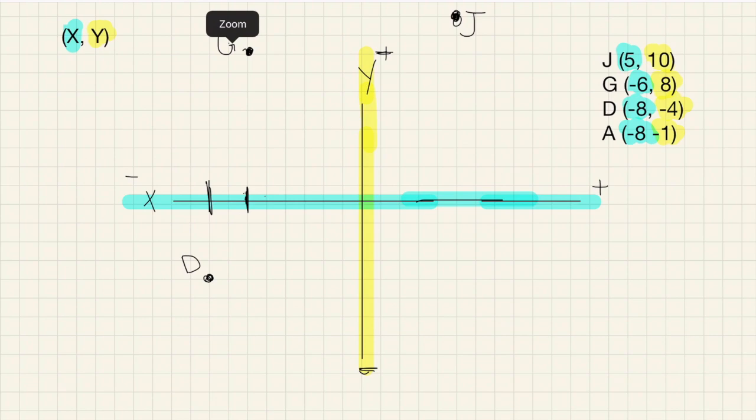So let's look at A. Point A is negative 8, negative 1. So I'm going to go over to negative 8, which we know is right here, and then negative 1. So I'm going to just go down 1. So those are all my points graphed. Remember, the first value listed is always going to be our x, and the second value listed is our y. And those tell you which direction to go on the graph. So go ahead and try these next few on your own, and then we'll review them together.